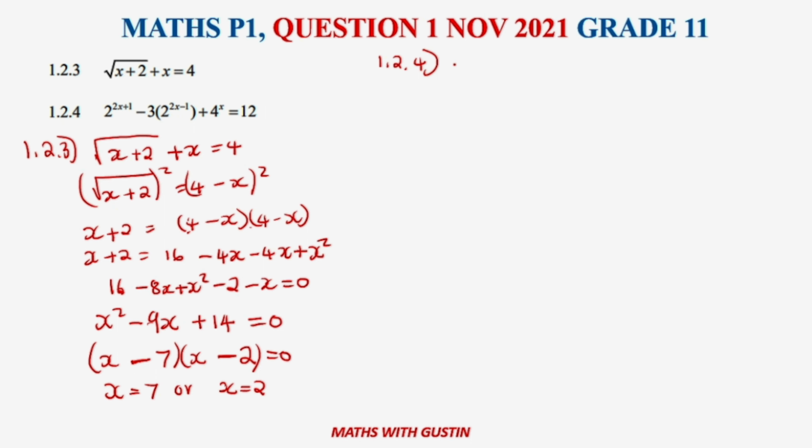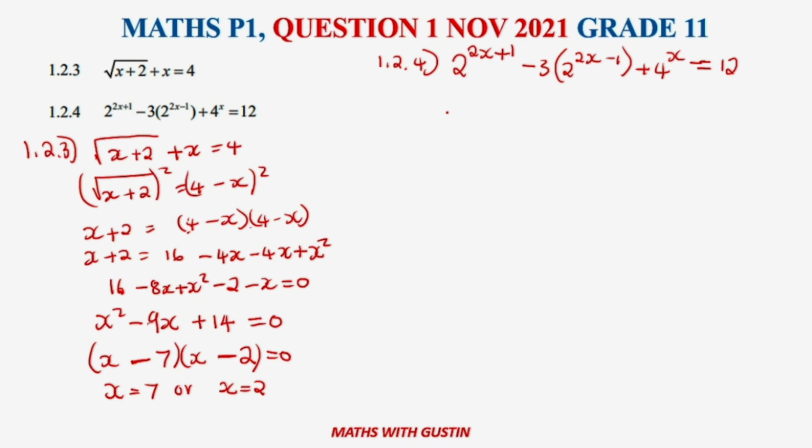1.2.4. This is an exponent equation. It's really nice to be dealing with the different types here. We've got (2 to the power of 2x plus 1 minus 3), all multiplied by 2 to the power of 2x minus 1, plus 4 to the power of x is equal to 12. 12 is just a constant. So what we need to do when you are solving for x and you've got exponent, you need to break down the exponent to the way it was before, especially if it's involving plus or minus sign.